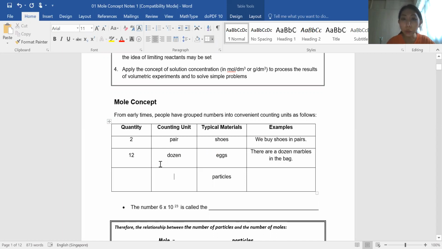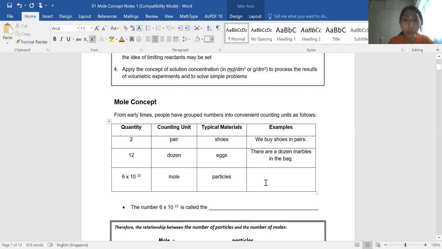Similarly in chemistry, we use mole as a counting unit. Why is that so? Because atoms and molecules are so small, there are many of them around. So it would be very inconvenient if we say there are a million or a billion or a zillion of molecules around, right? So we use this mole to represent them. 1 mole represents 6 times 10 to the power of 23 particles.